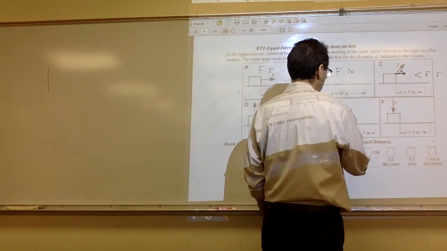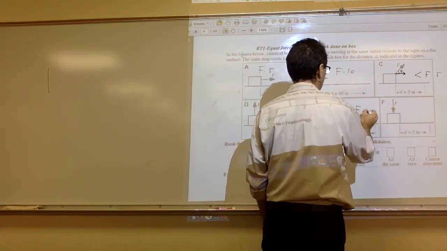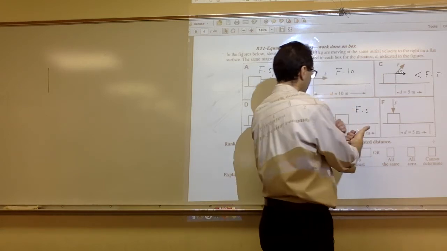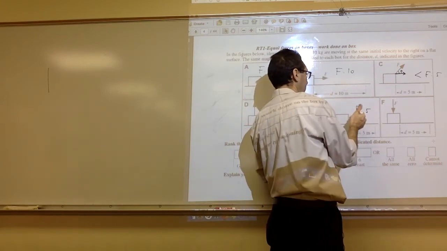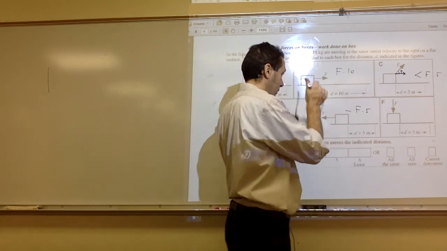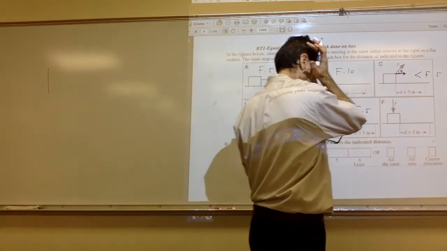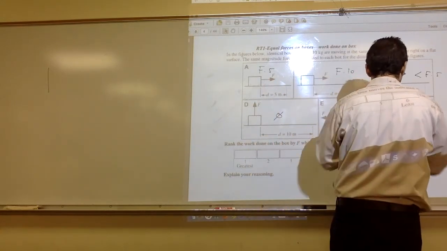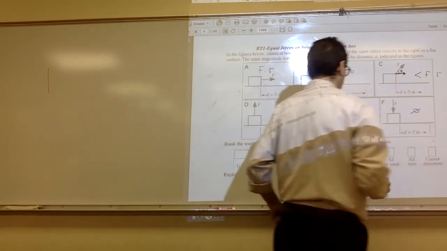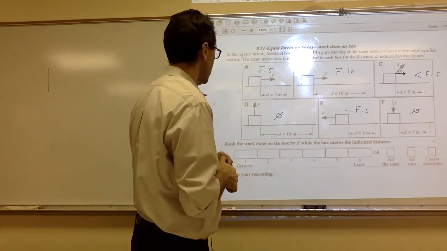The work done here is nothing, because the force is acting perpendicular to the direction you move in. The work done here is F times 5, but the force is opposing the direction of travel, so it's got to be a negative work. And the next one is just going to be 0, because the force and the direction of travel are perpendicular to each other.